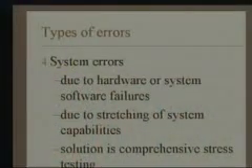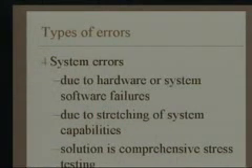The next type of error which you have is the system errors. These are errors that are due to hardware or system software failures. For example, there may be a sudden power surge, or there could be an overflow of files, or a paper jam in the printer. These could be hardware or system software failures. They could also be due to the stretching of the system's capabilities. The solution to that is obviously that you have to either get your hardware looked into and seen through, or you have to make sure that your system's boundaries, the stress conditions, are tested very carefully.